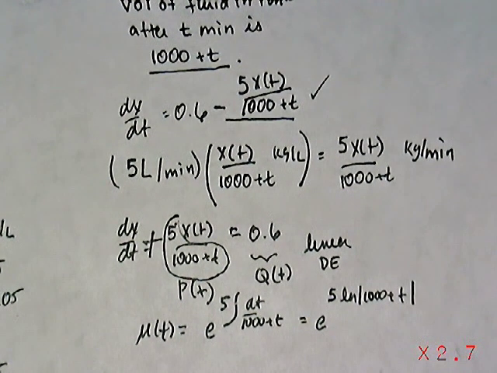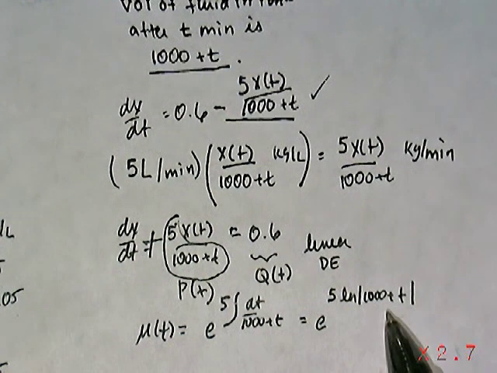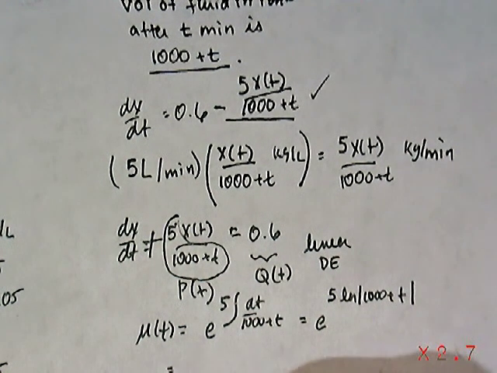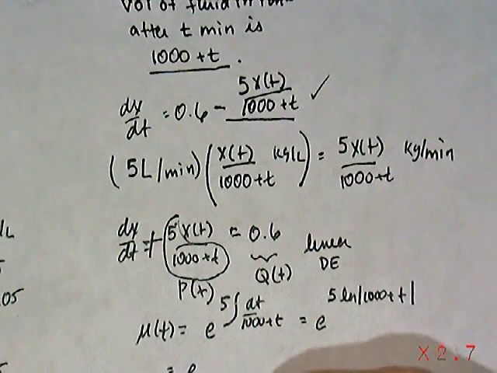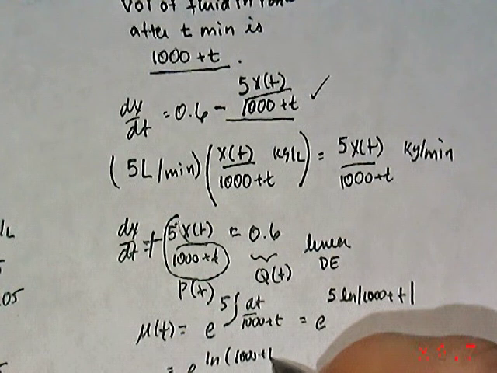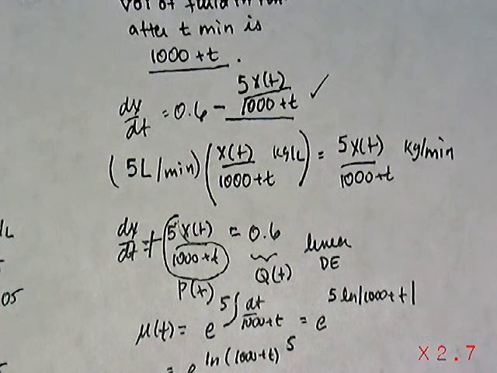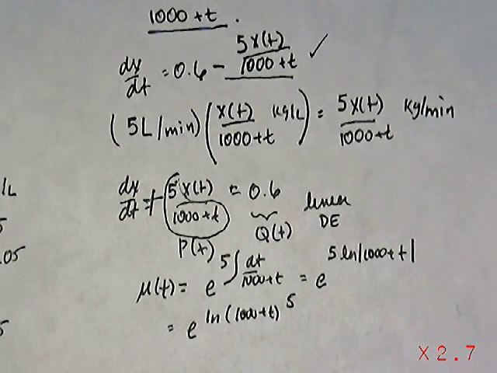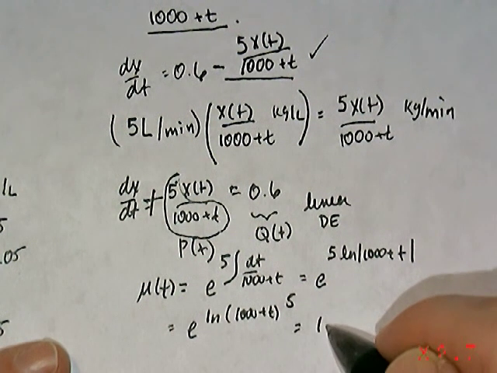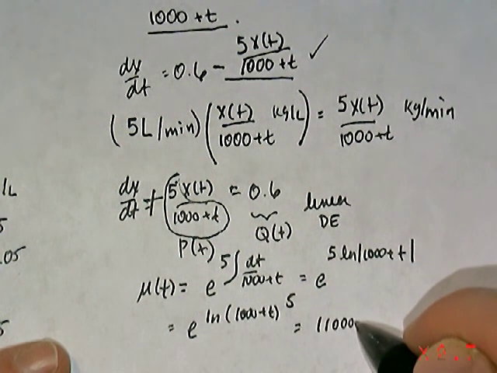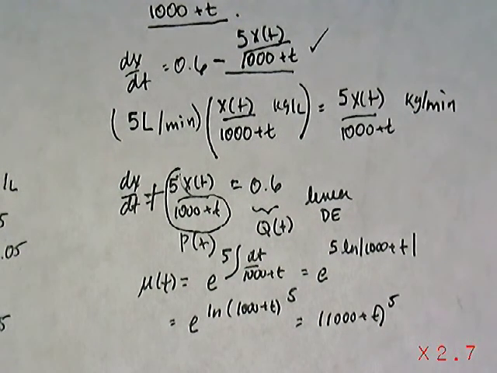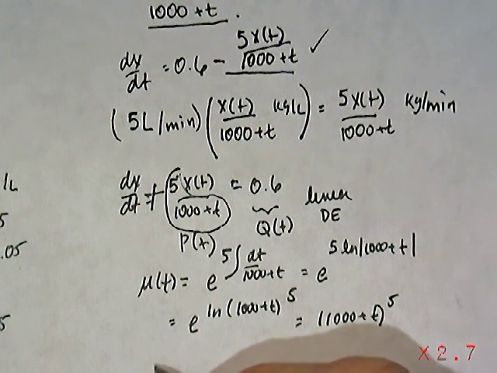And realizing, of course, that time is going to be positive here. In this case, marching from 0 forward, we can drop the absolute value signs, and so we have e to the natural log of the quantity 1,000 plus t to the 5th power, using property of exponents. And of course, now we know e to the ln of something is just that exponent, so what we have is the integrating factor must be 1,000 plus t to the quantity of the 5th power.